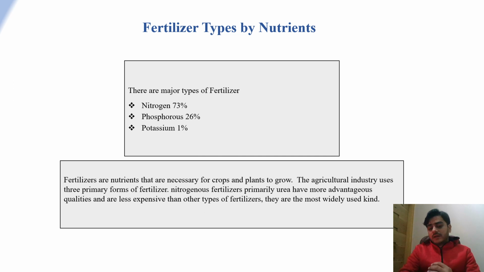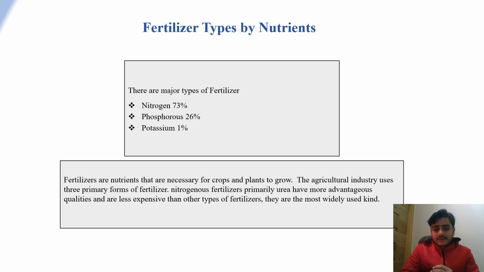There are three major types of fertilizer: nitrogen, phosphorus, and potassium. Nitrogen has the highest usage and contribution, at 73% of use in the fertilizer industry, because urea, this type of fertilizer, is less expensive and of higher quality. That's why it is used more in this industry. The 73% nitrogen fertilizers supply nutrients necessary for crops and plants to grow.